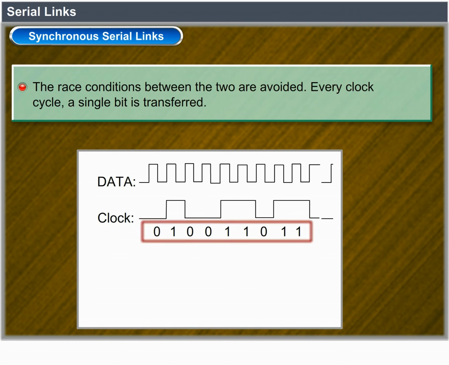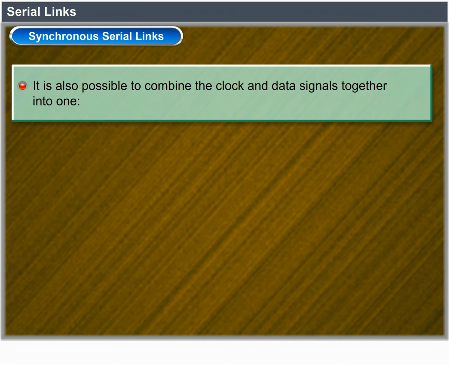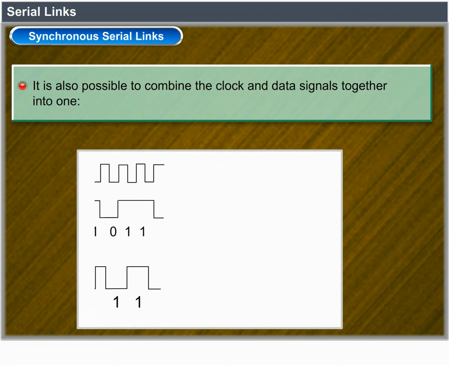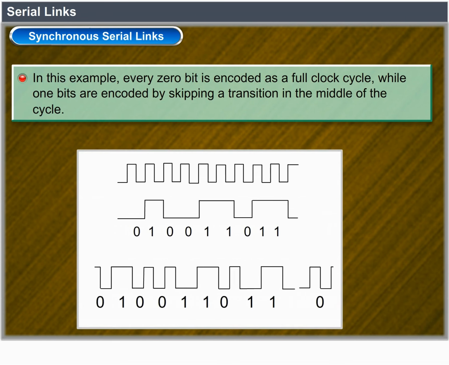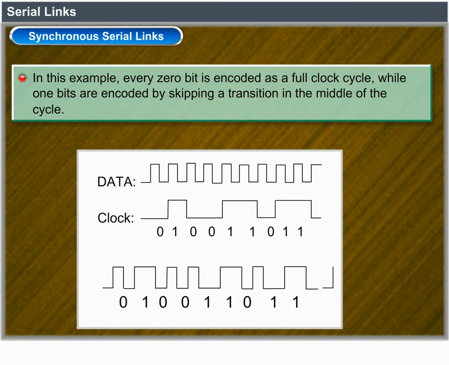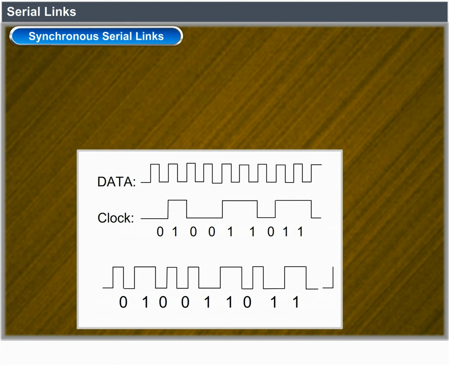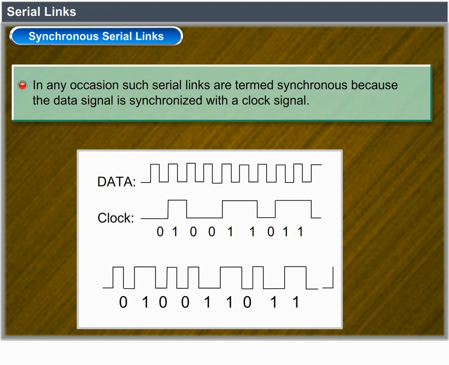It is also possible to combine the clock and data signals together into one. In this example, every 0 bit is encoded as a full clock cycle, while 1 bits are encoded by skipping a transition in the middle of the cycle. The decoding circuitry is more complex, but fewer wires are required in this scheme. In any event, such serial links are termed synchronous because the data signal is synchronized with a clock signal. Most serial links are synchronous.